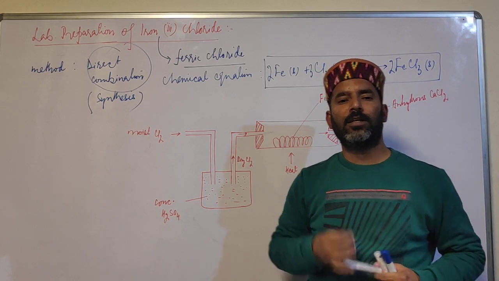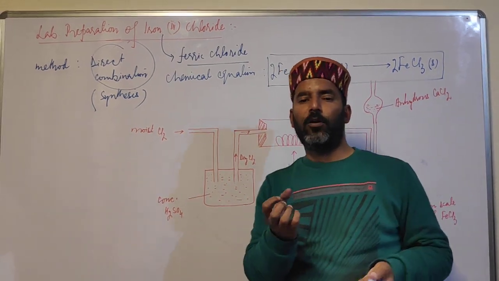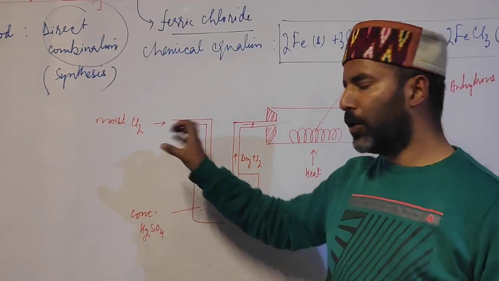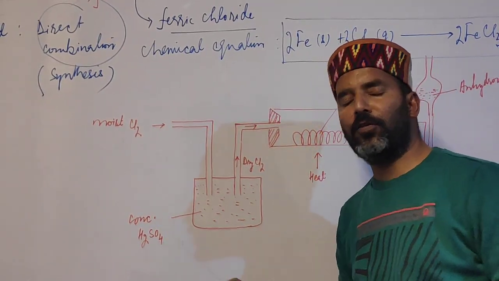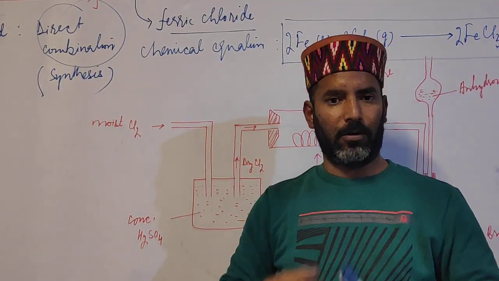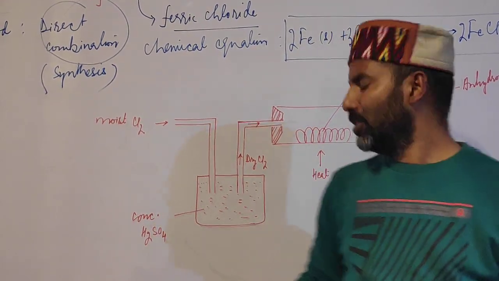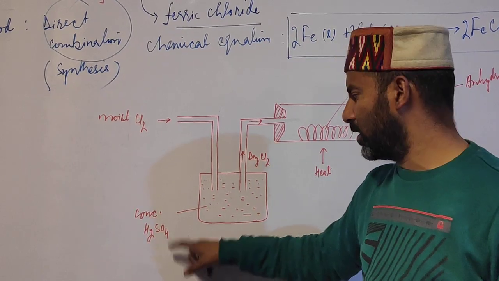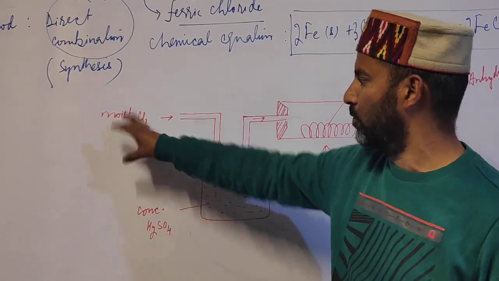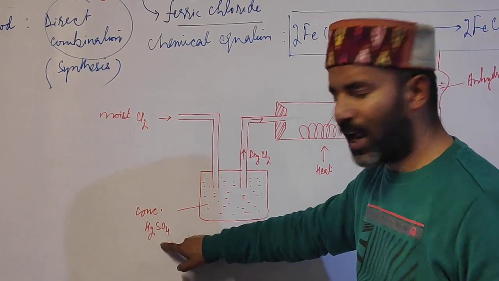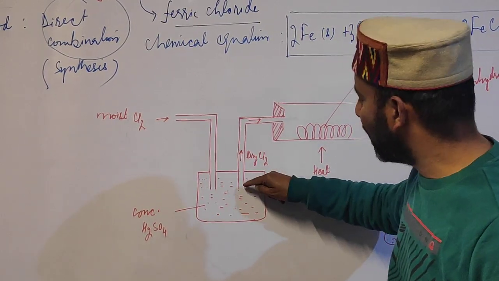Concentrated sulfuric acid has great affinity for water. So that means concentrated sulfuric acid will absorb all the water from the moist chlorine, because sulfuric acid is a very good drying agent. So here we use concentrated sulfuric acid to absorb all the moisture which is present. Chlorine will not react with sulfuric acid, so we get dry chlorine.